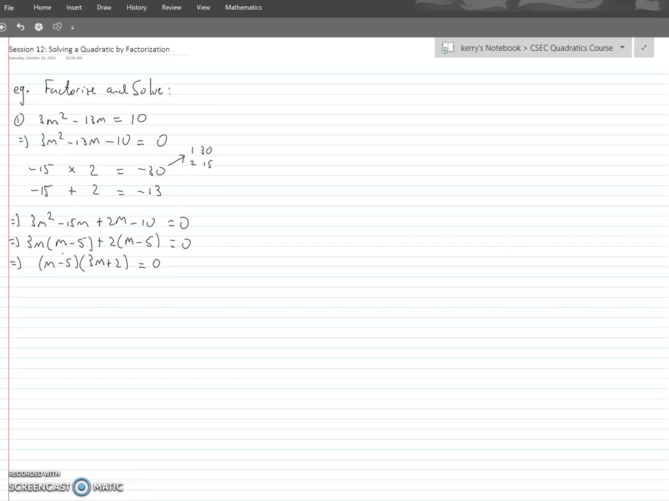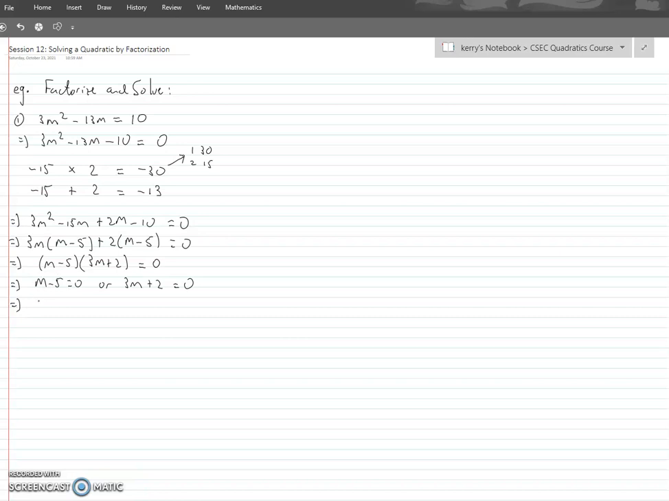Now, this here is the product of two terms, this bracket multiplied by this bracket, to give you 0. So if any two terms multiply to give us 0, it means that either the first term, m minus 5, is equal to 0, or the second term, 3m plus 2, is equal to 0. If you're unsure about this, we did this for the last two videos.